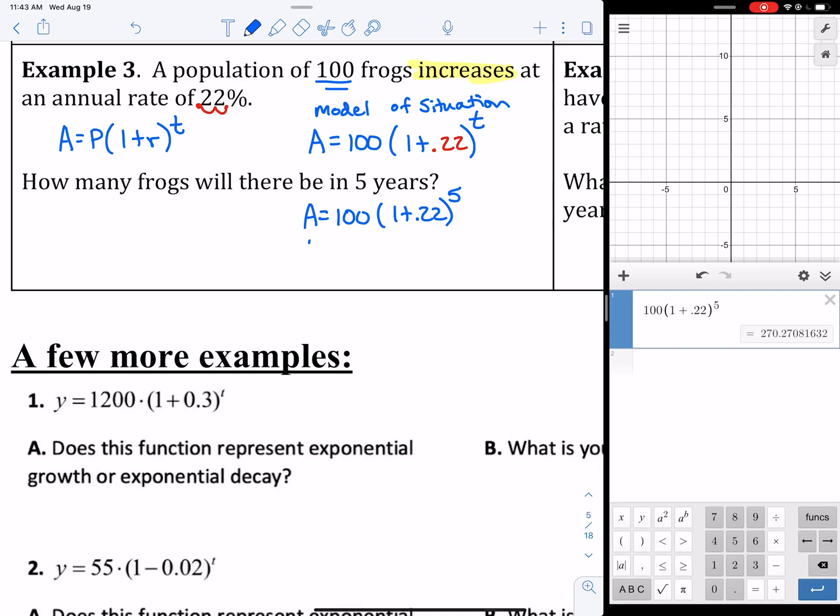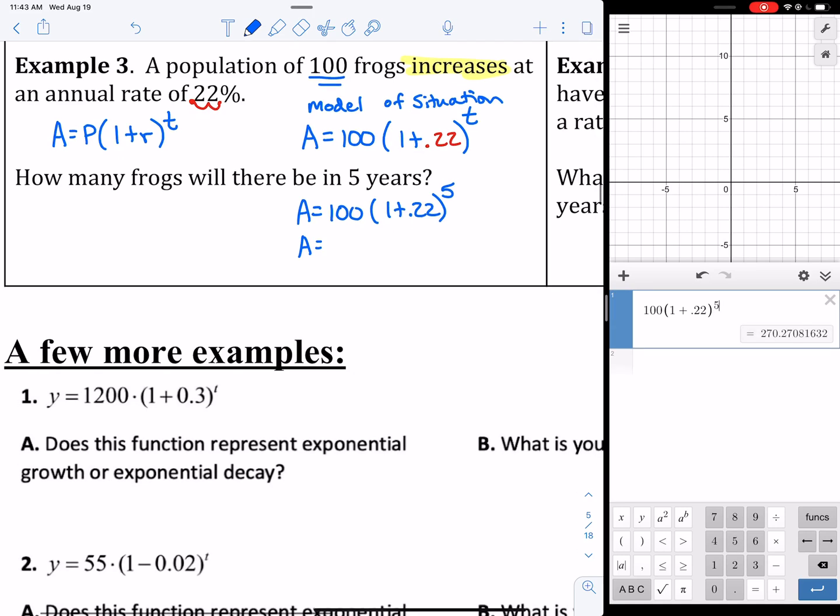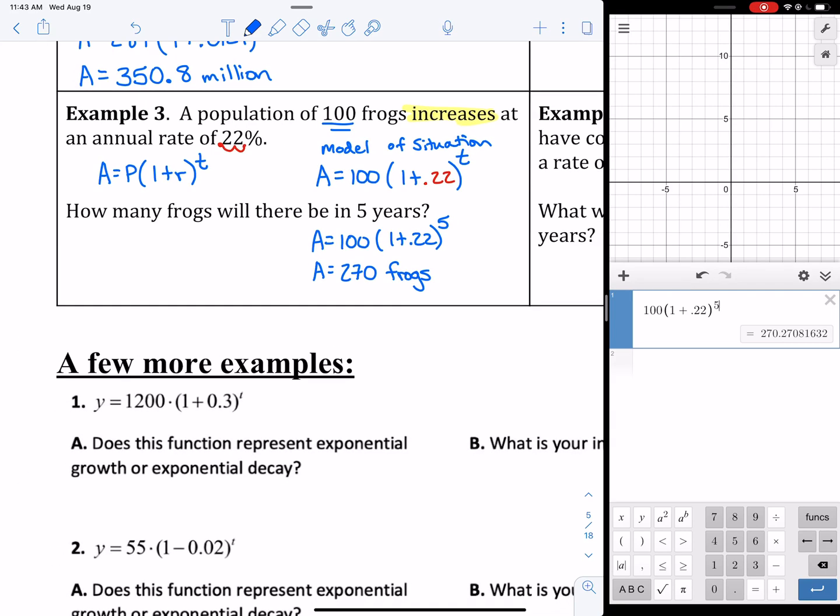So we would have, now think about frogs here for a second. You can't have part of a frog, so let's just round this off to a nice whole number this time. So we would have 270 frogs.